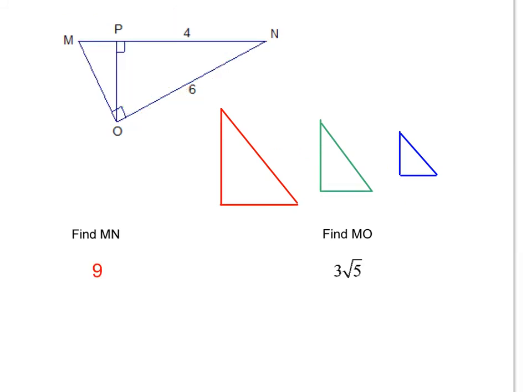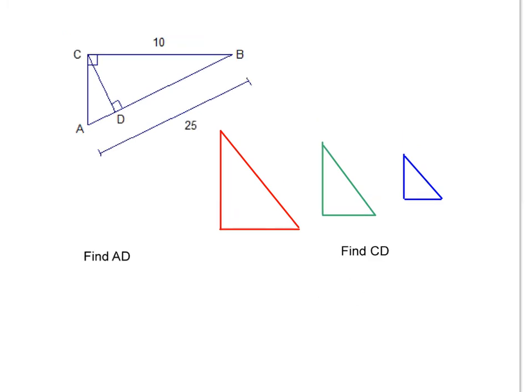You should have found that MN, or x, is 9, and MO, which was y, is 3 root 5. 9, 3 root 5. We'll do 1 or 2 more here. Let's look at this one. I'll just set up the sides for you again, and then you'll have to do all the work.